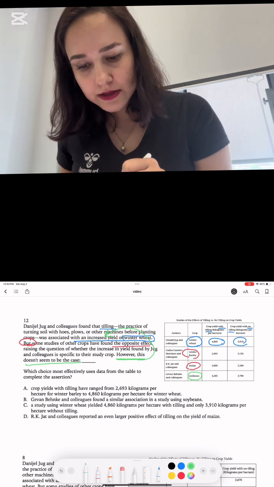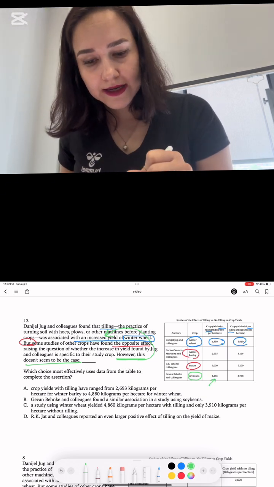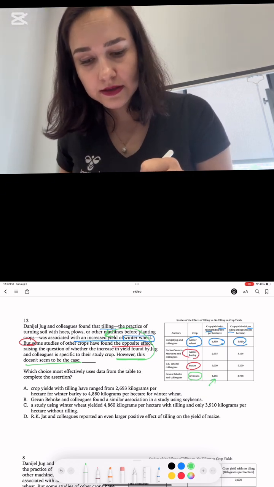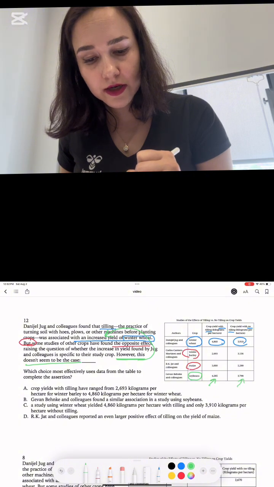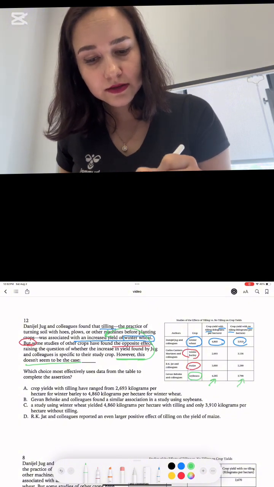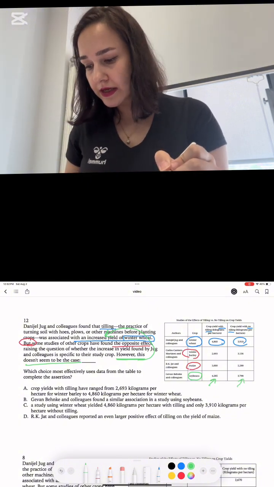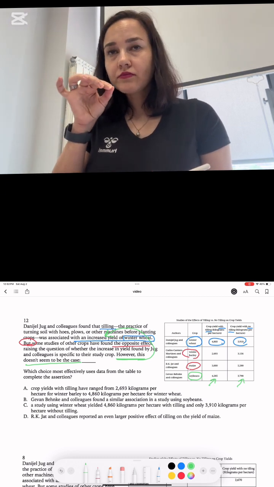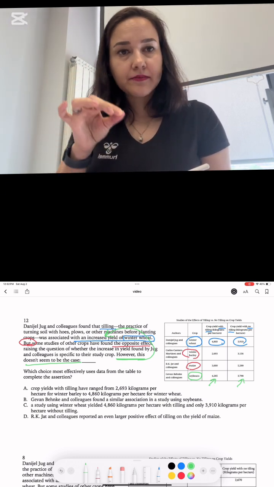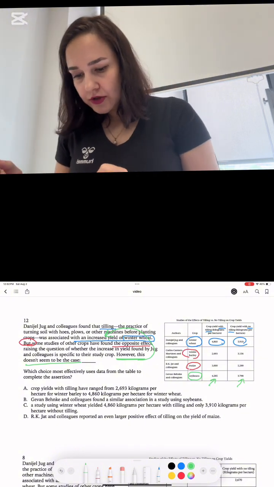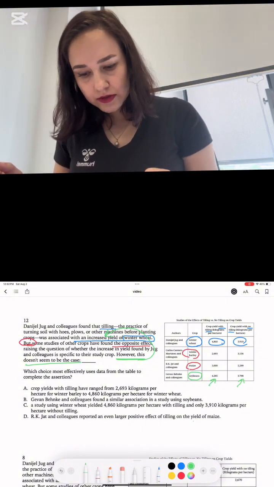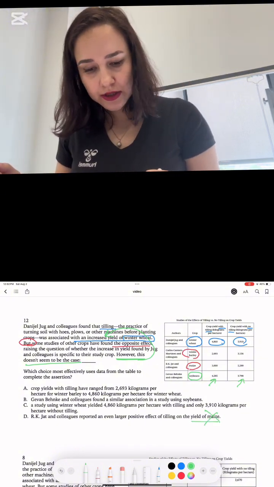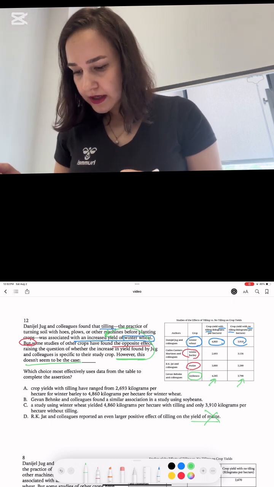The last item, soybeans, as you can see, increased: 4,285, and no tilling is 3,798. That's why you need to approach the option that said that soybean increased based on the tilling. So the last option D said maize, goodbye.